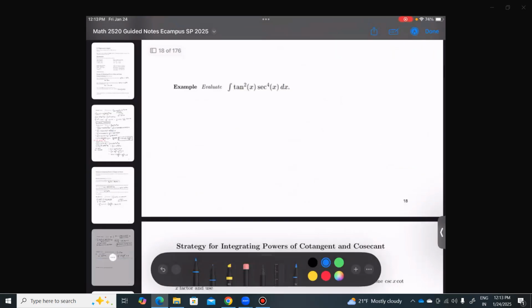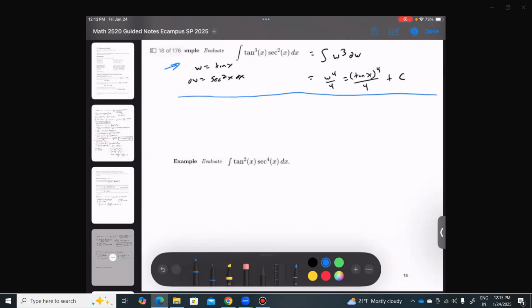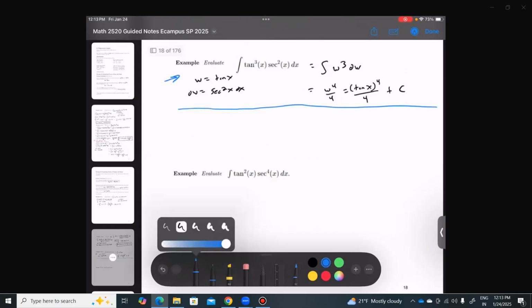All right, I don't want to spend too much time spinning wheels on that. Let's do tangent squared x secant to the fourth. Oh, you know what? Okay, I know we can do it the other way. That's something I was forgetting. Let me rewrite this one. Now I'm invested in it.